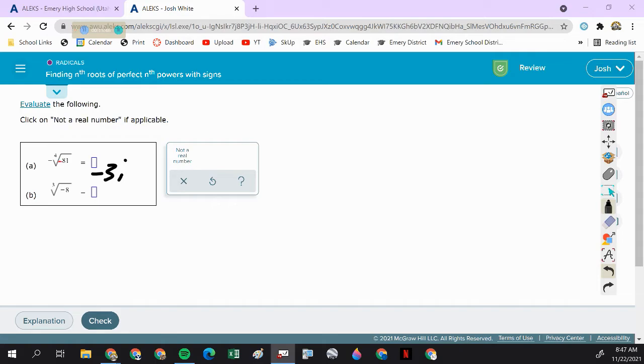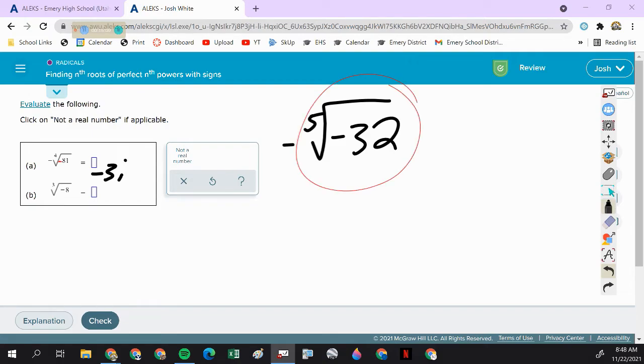So what if I had negative fifth root of negative 32? Am I going to get an i? No, because it's a fifth root. So what is the fifth root of negative 32? Negative 2, but there's a negative on the outside already. So the answer becomes plus 2. So i's are created whenever you have a negative inside an even root. Does that make sense?